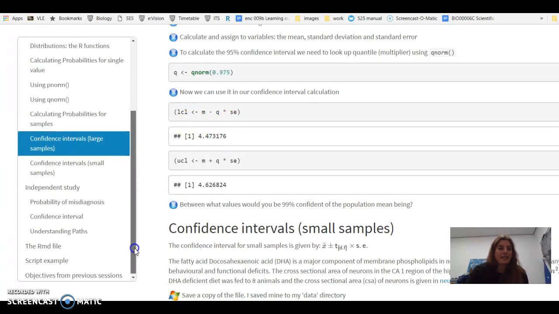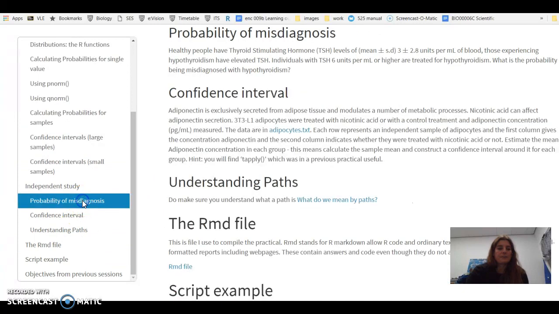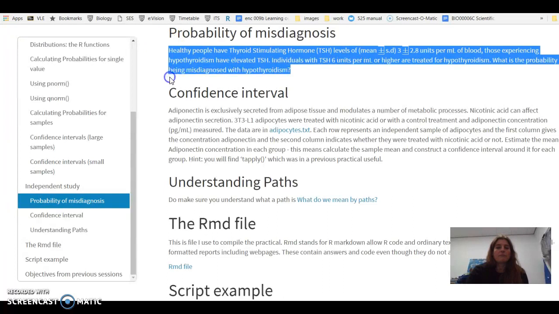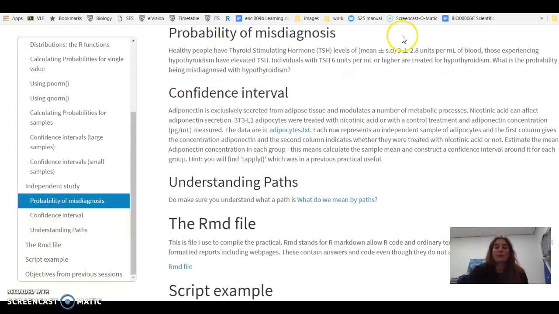So now let's have a look at this probability of misdiagnosis. The key to understanding this one is to realise that you've got some healthy people who are going to have very high levels of TSH. So healthy people have a thyroid stimulating hormone level with a mean of 3 and a standard deviation of 2.8. So I'm just going to use Paint here to help me.